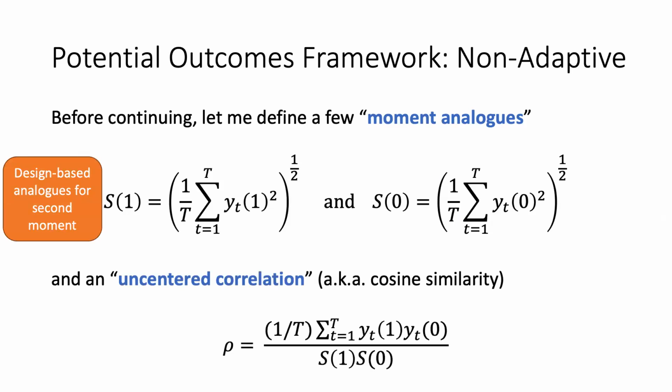And I'll also define an uncentered correlation rho, which is also called the cosine similarity. That's just the average of the product of the outcomes divided by their second moments. And this, by Cauchy-Schwarz, just takes values in [-1, 1]. So I'm going to talk about the variance in terms of these quantities. Before I go on, are there any questions about what these quantities are?